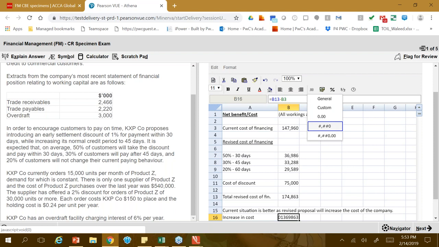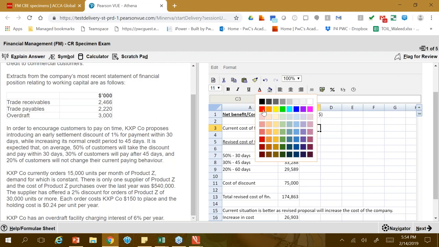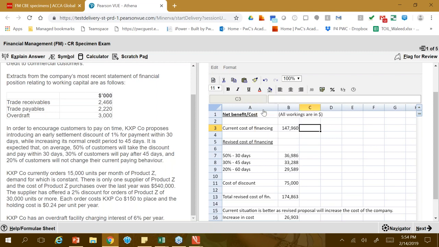So this is what we had to do here. The increase in cost is 26,903. In terms of the marks, this was a 6-mark requirement. We got 1 mark here, 1 mark here, 1 here, 1 for the discount, and then 1 for this final comment. So 6 marks in total on this requirement.